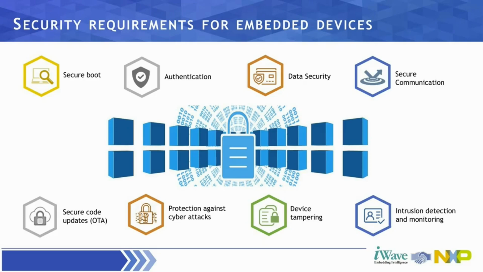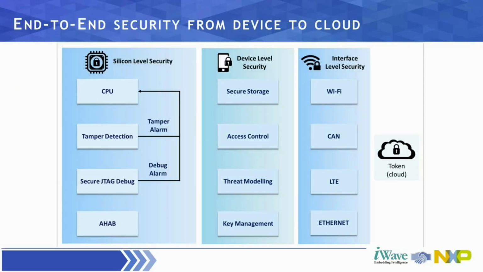Now, I have highlighted in the previous slide that there are three key interfaces you need to take care of security on: the silicon, which is the i.MX SoC, the device level, and the interface level, be it wired or wireless. The silicon level security prevents attacks and threats on the hardware device, where essentially the root of trust comes in. Second comes the device level security, where you prevent attacks such as the storage control, the data encryption, the key management, and various other parameters.